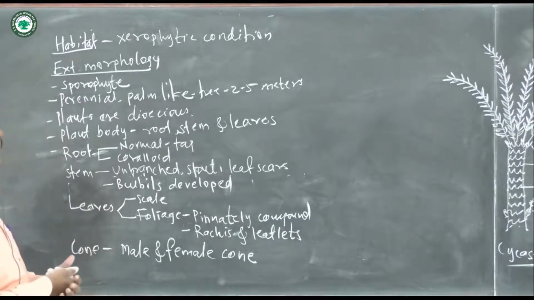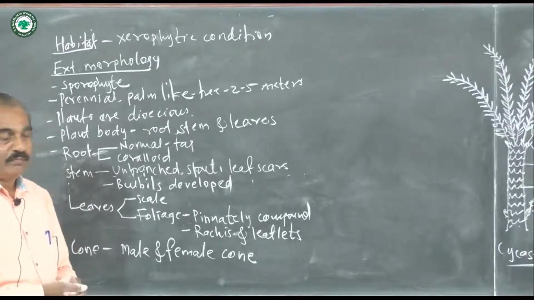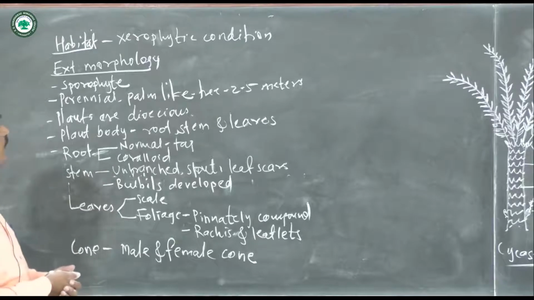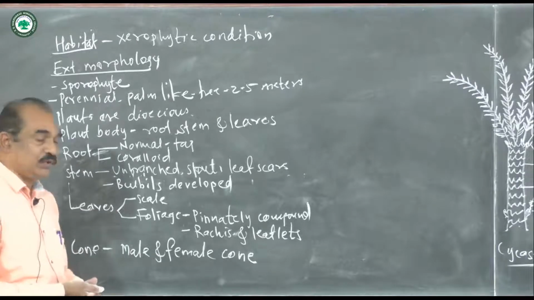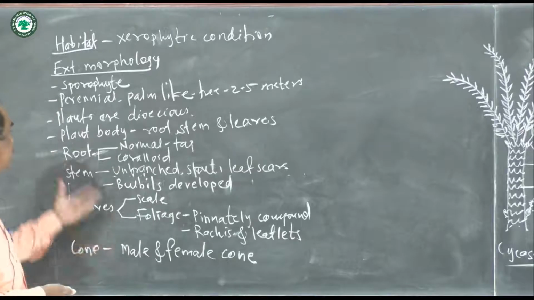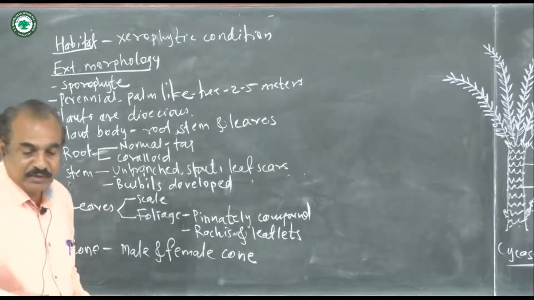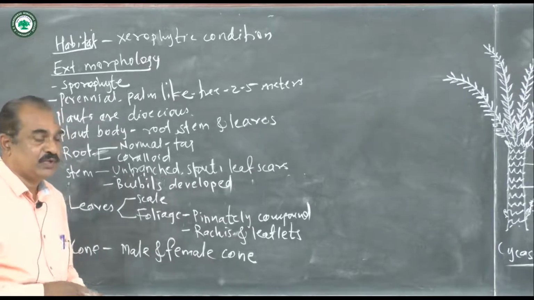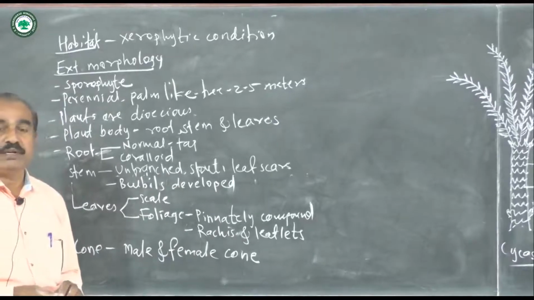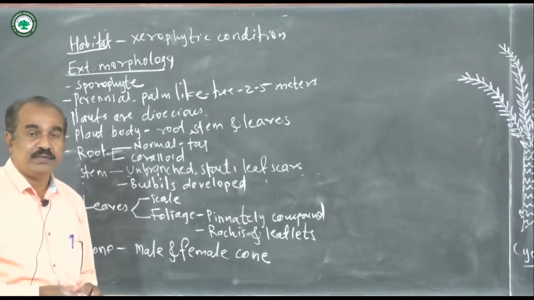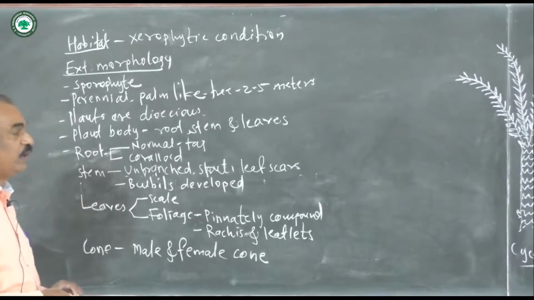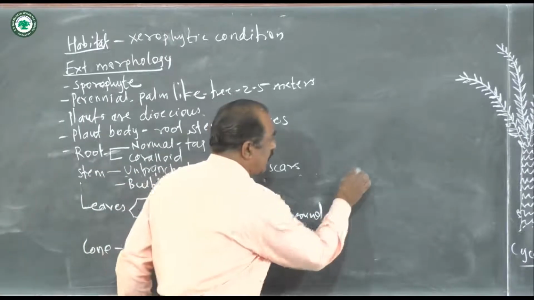Now next, plants are dioecious. Next, the plant body is differentiated into root, stem, and leaves. First, that is the root. Now the Cycas plant shows 2 different types of roots. The first type, that is the normal tap root system, which is deep going, and second root, that is the coralloid root. The structure of the coralloid root is like this.